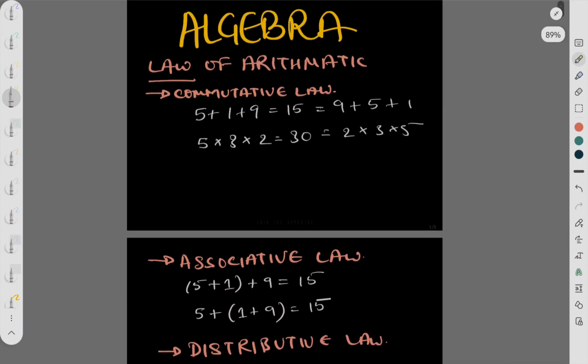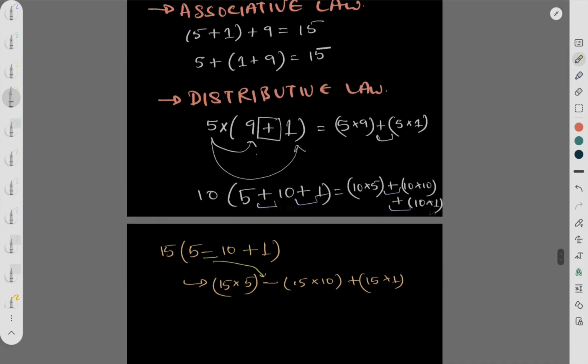These were the three laws: the commutative law, the associative law, and the distributive law. Now we move on to some questions.